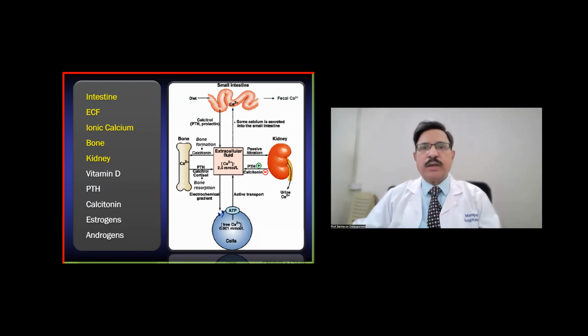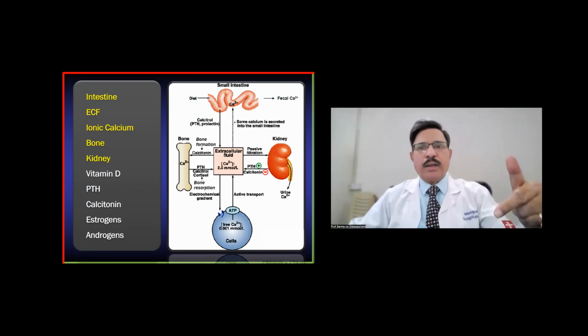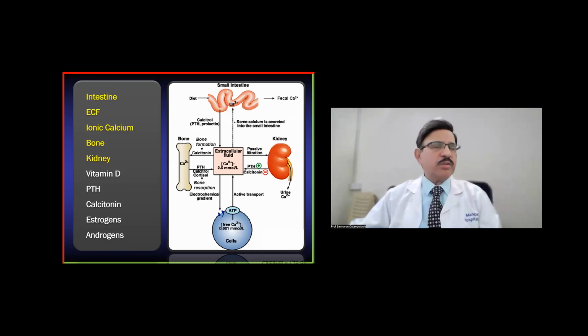Now, look at the right side. Small intestine, dietary calcium, fecal excretion. If you take 1,000 milligrams, 100 milligrams is absorbed, 900 milligrams is excreted. Now, what facilitates absorption? PTH, calcitriol, and vitamin D. They facilitate absorption into the extracellular fluid. Some calcium is secreted into the small intestine also, a small proportion, just like the secretion into the renal tubules.